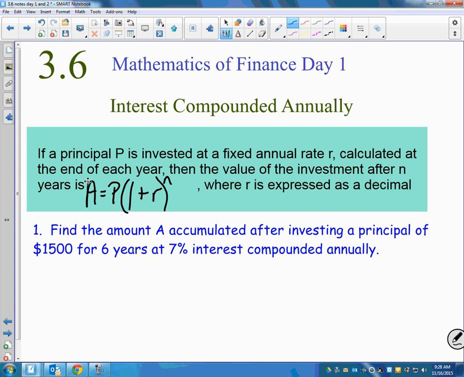So if you know what all these mean, P is how much you start with, the principal, R is your interest rate, and N is the number of years, you're only compounding it once, right? Annual rate means it's only doing once a year.